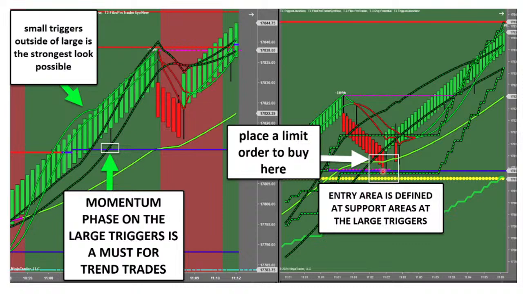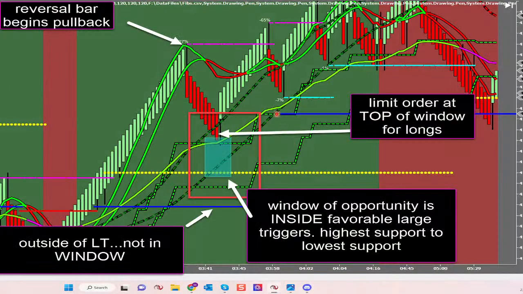Once you can identify that area of support inside of favorable large triggers, guys, you have pinpointed with amazing accuracy where the market is most likely to continue. This is the entry based on these advantages that typically goes to your next key area, guys. This is the one that creates confidence. So you've got to go through it a little bit. The reversal bar begins the pullback. Practice it. Go back, take pictures.